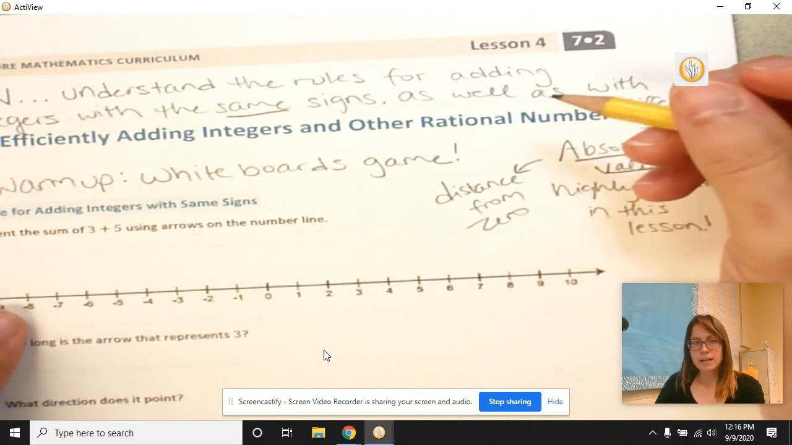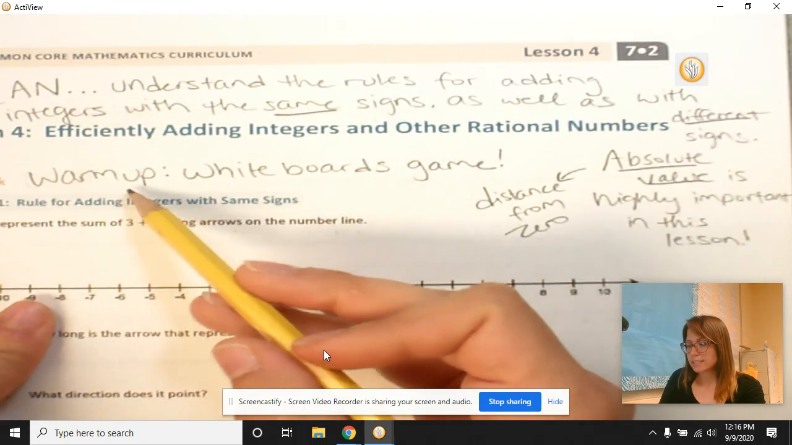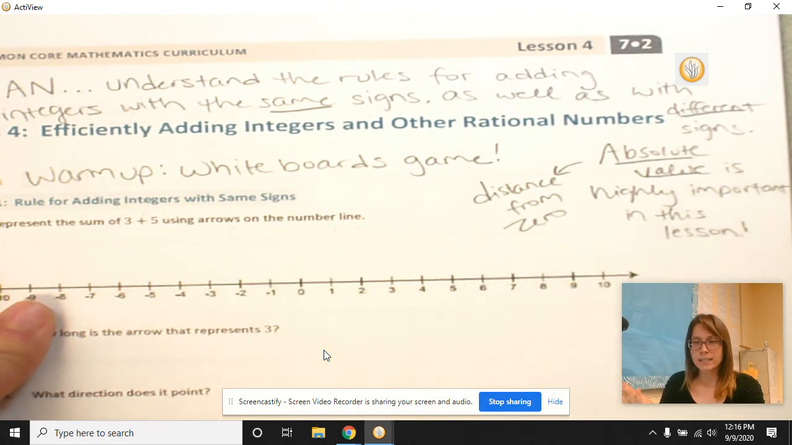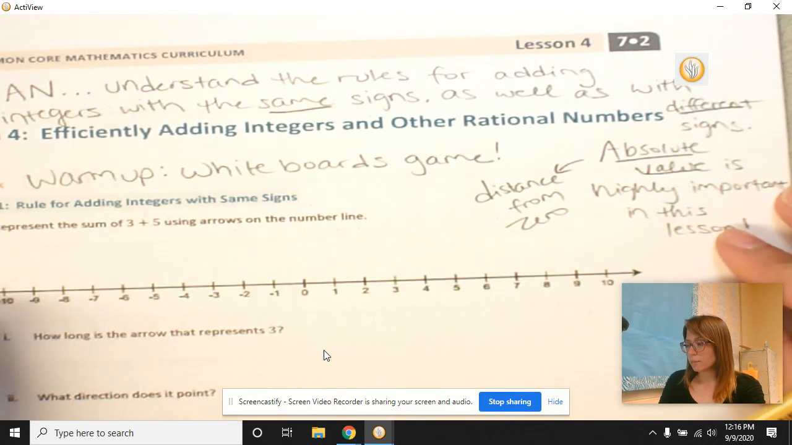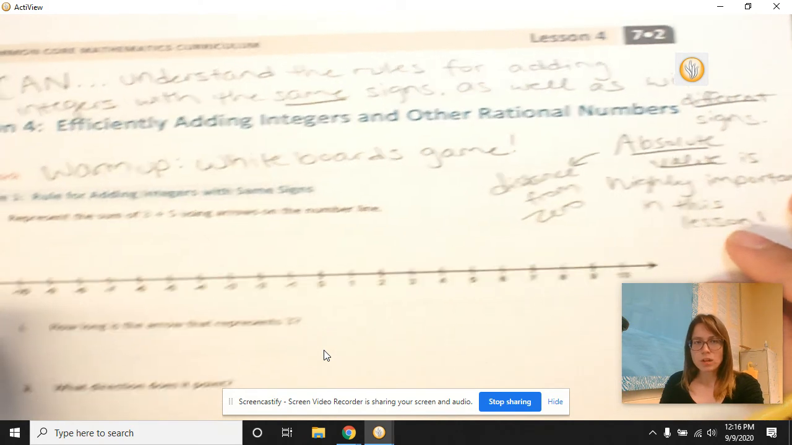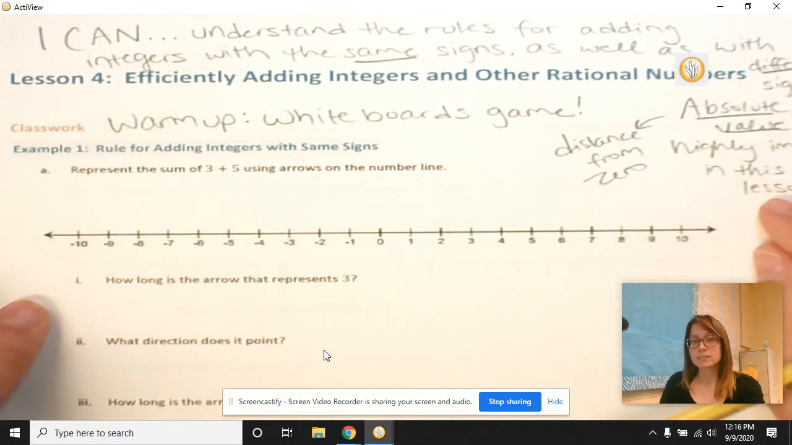My hope is that if we're in class for this lesson, we'll get to do a warm-up with whiteboards and do some more partner work, but we will just see about that. As for the lesson, let's go ahead and get started.